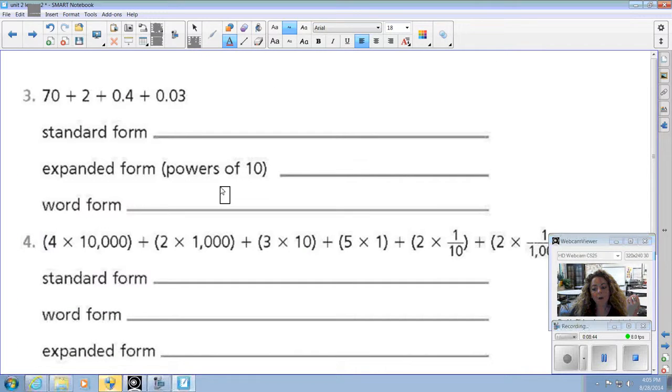Okay, so what I would like you guys to do, use those examples that I gave you. There's only 2 more problems. There's this one here, write it in standard form, expanded form, and word form. Write the next one here that's in powers of 10 form. See if you can convert it to standard form, word form, and expanded form. And we'll take a look at those when you guys come back to class.